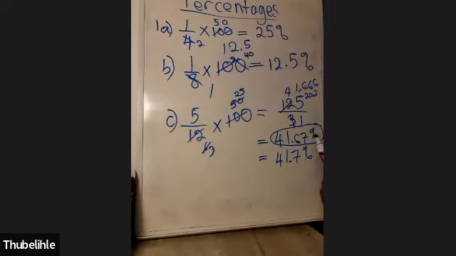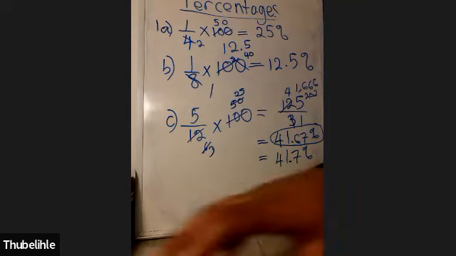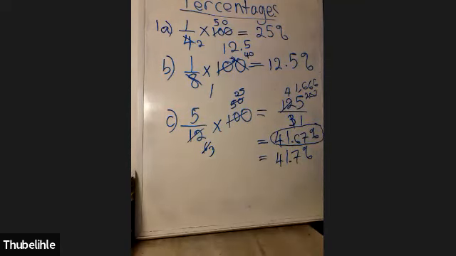So this reduces error. The more decimal places you have, the more accurate your number is. Okay. So unless they tell you otherwise, like you need to round off all your answers to 1 decimal place or 2 decimal places, I would take this one, 41.67. Okay.